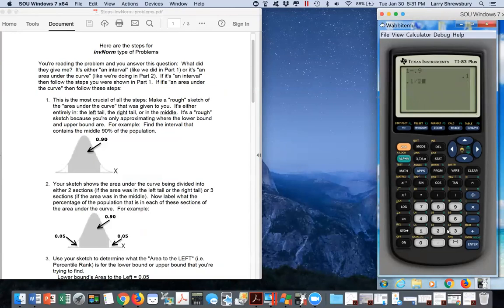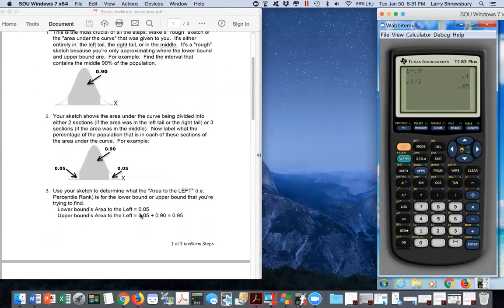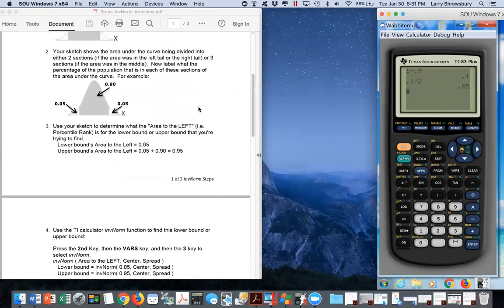And that is what is in each tail. Oh yeah, this is 90%, this would have to be 5%, and this would have to be 5%, so they all add up to 100%. But this is very important to have in your sketch, because then what you do is, now I'm going to annotate this, you're going to use inverse norm to find this one.